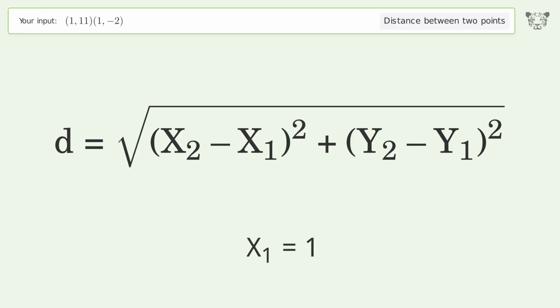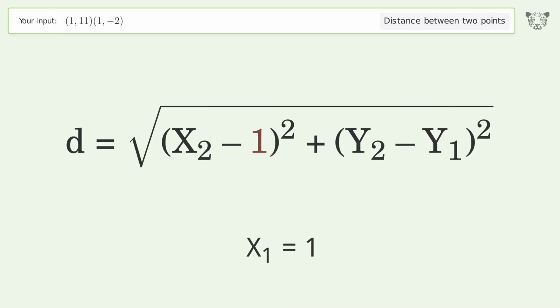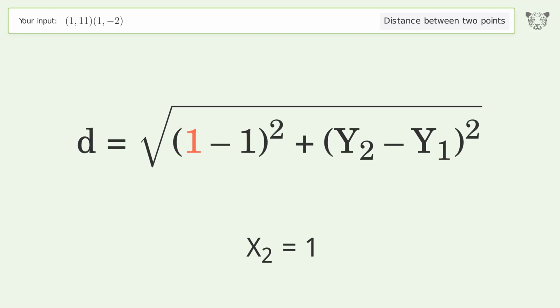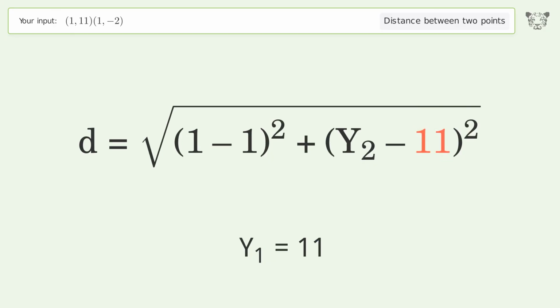x1 equals 1. x2 equals 1. y1 equals 11. y2 equals -2.